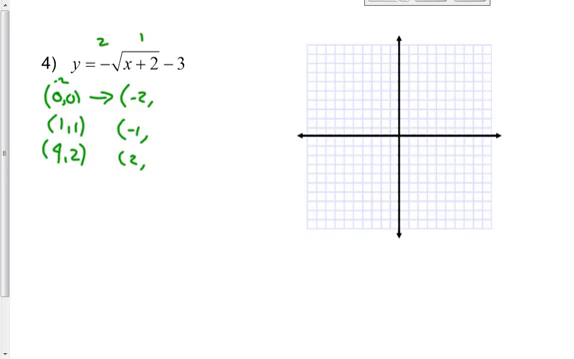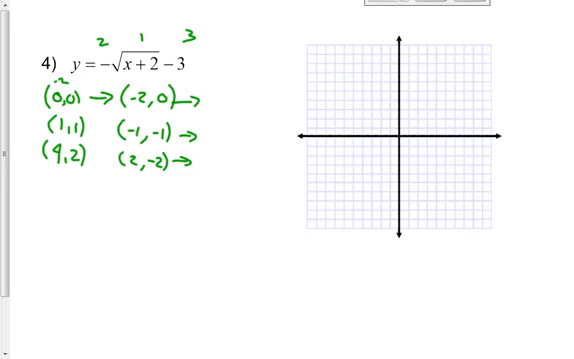Second, I multiply by whatever is in the front. It's a negative sign, so I'll multiply every y value times negative 1. 0 times negative 1 is still 0. 1 times negative 1 is negative 1. 2 times negative 1, negative 2. Now I've got one more shift. This is the third and last thing that we do.